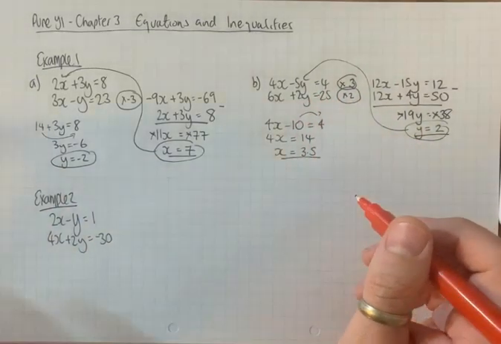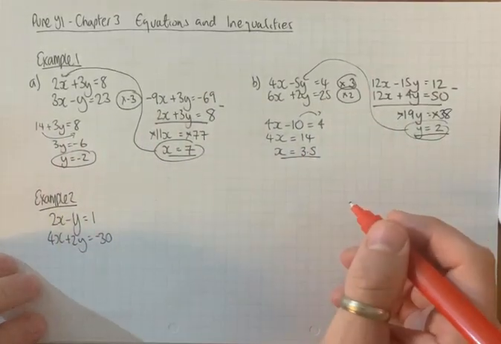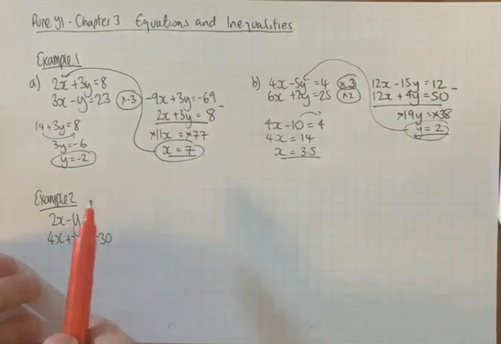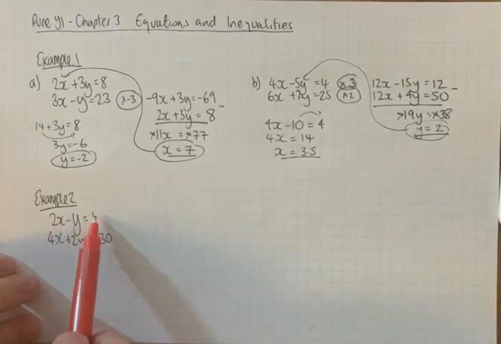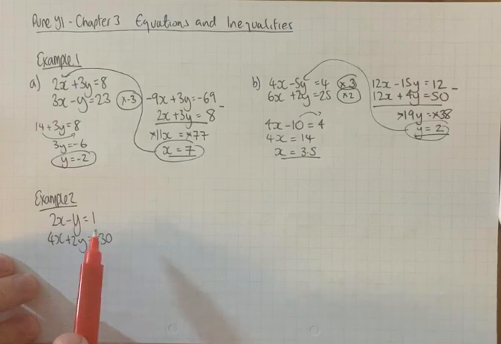In example 2, we use a different method. The method in example 1 is called elimination. In example 2, we're going to use a method of substitution. Substitution is where you make either x or y the subject of one of the two equations, and then you substitute it into the other equation.